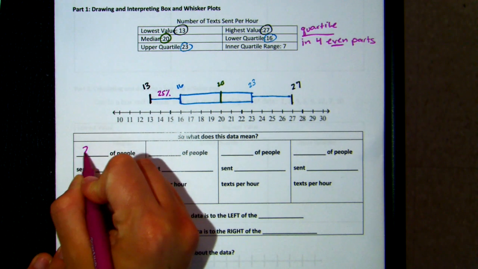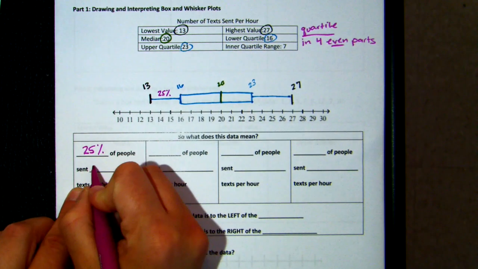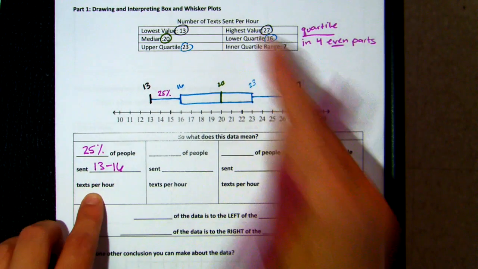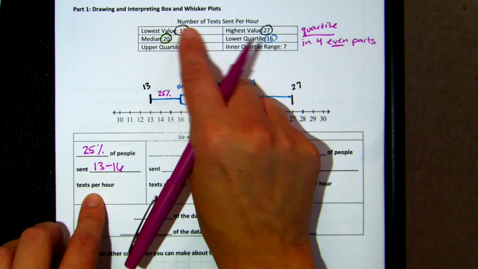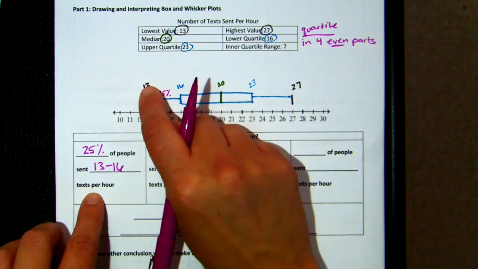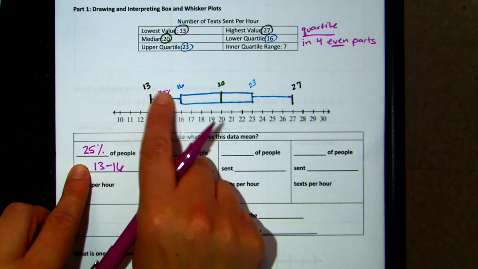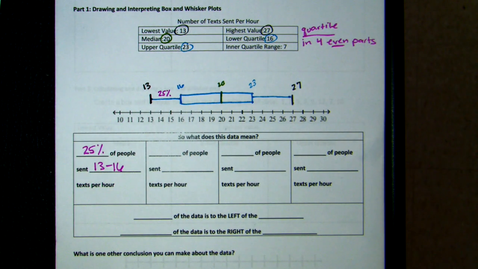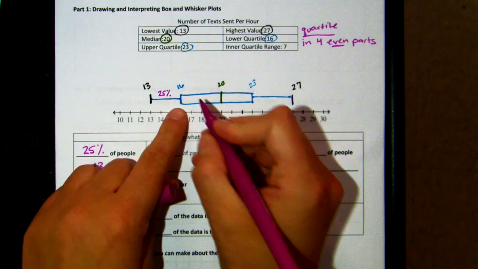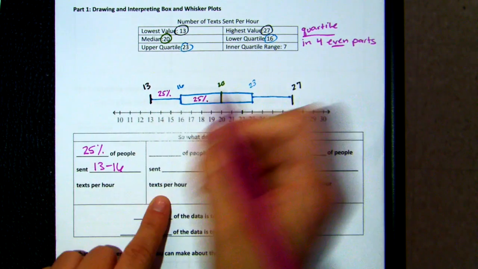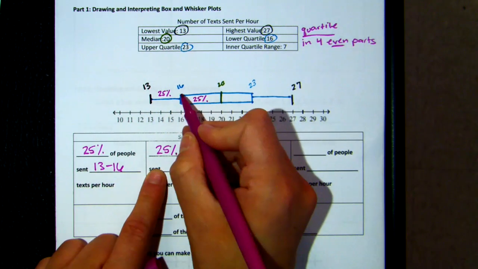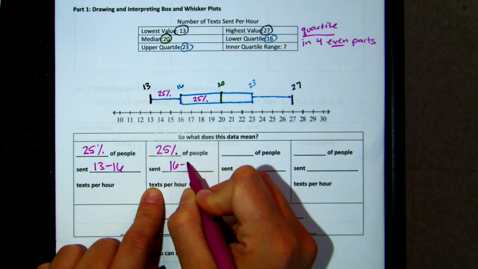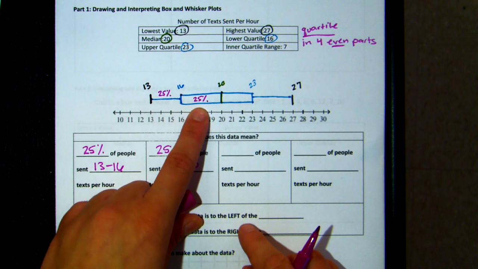So 25% of people sent between 13 to 16 texts per hour. Sorry, I think I forgot to say that. Our graph here shows number of texts sent per hour. So that's what these numbers represent. So 25% of our data lies between 13 texts per hour and 16 texts per hour. Another 25% of people sent 16 to 20 texts per hour.